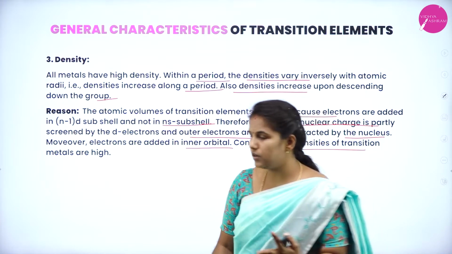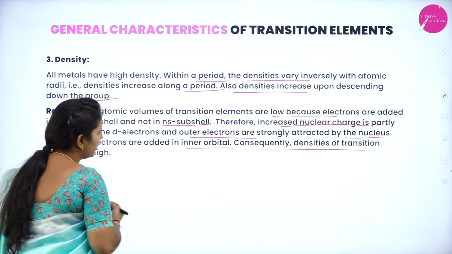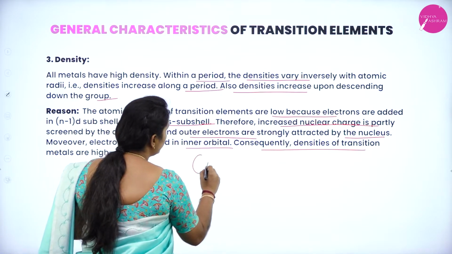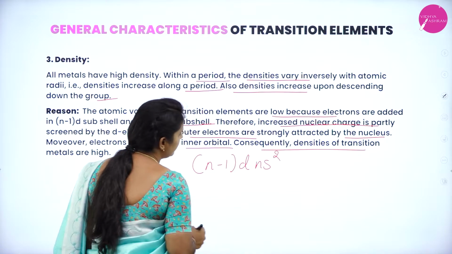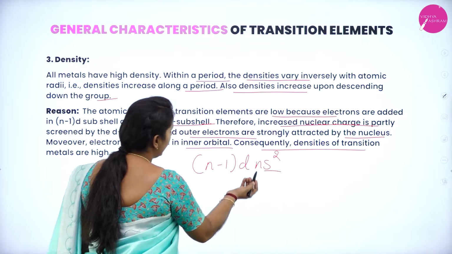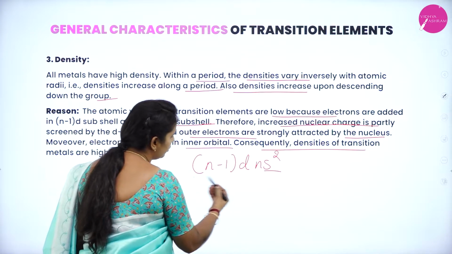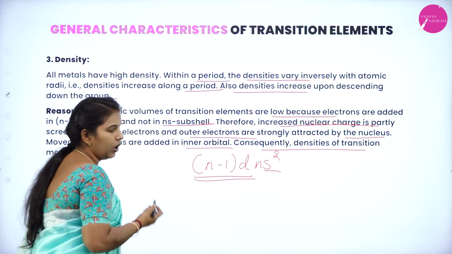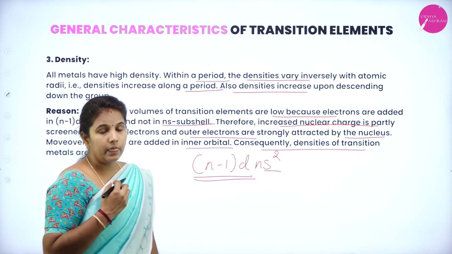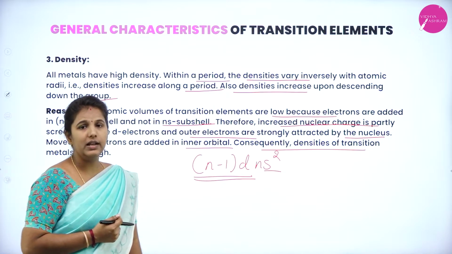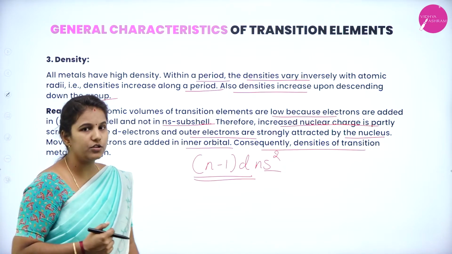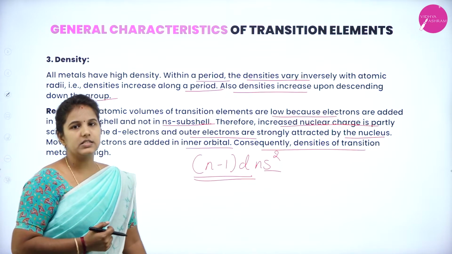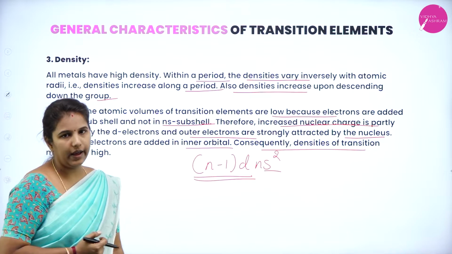As we have already understood while writing the general electronic configuration, it is (n-1)d ns2. So first we fill the electrons into the ns, then we fill the remaining electrons into the inner shell. Hence we call this d block element a penultimate shell element. Is it right? Yes. Due to this, when the electrons are added to the inner shell, the density also becomes very high.